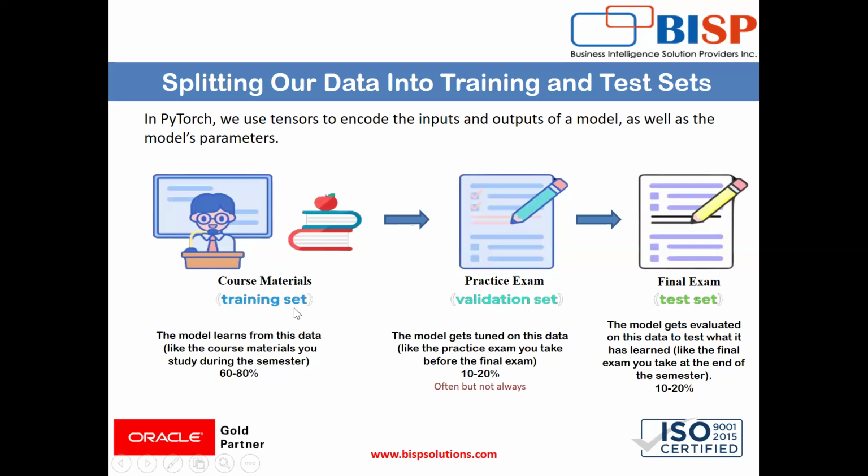Same thing is here. Course material means whatever historical data is given to you, you study, and then practice exam. That means the validation set, or we can say we train the data, right? After that, final exam, the test set. So the model gets evaluated on this data to test what it has learned. So it is very similar to our daily life example. And in the practical also, I will show you step by step exactly how train and test is conducted. Right now, if anything is not clear to you, not to worry, we will cover it in our next video.